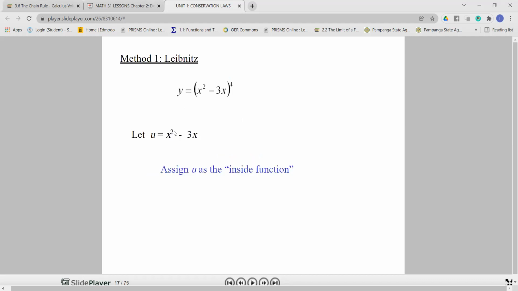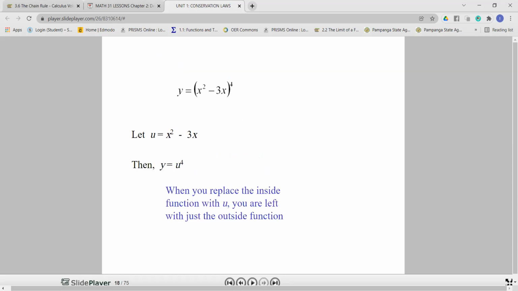Okay, so you let your u be this one. It's like you have a power rule now. So you let u be what is inside, x squared minus 3x. Next, your y will be equal to u to the 4th. You can see we're just substituting. So u is x squared minus 3x, and since this whole thing is u, you let y be equal to u to the 4th. Next, we get the derivative.